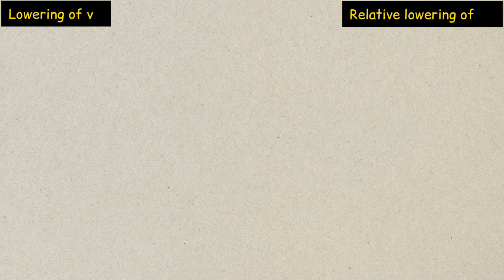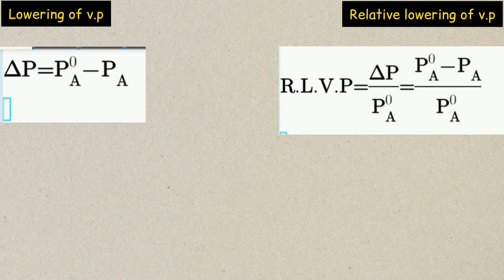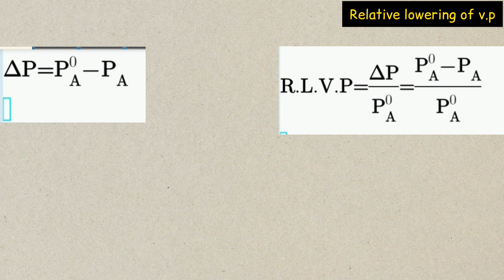There is a simple difference between lowering of vapor pressure and relative lowering of vapor pressure. The lowering of vapor pressure is the change in pressure, which is equal to the pressure of the pure solvent minus the partial pressure of the particular solution. While relative lowering of vapor pressure is equal to the change in the pressure over the pressure of the pure solvent. So let's take a particular example.